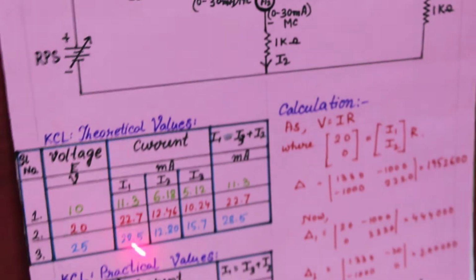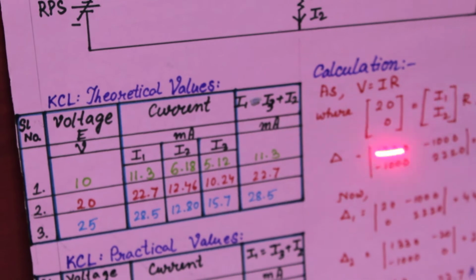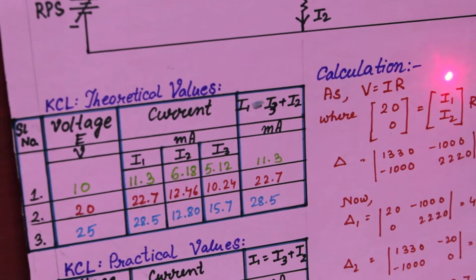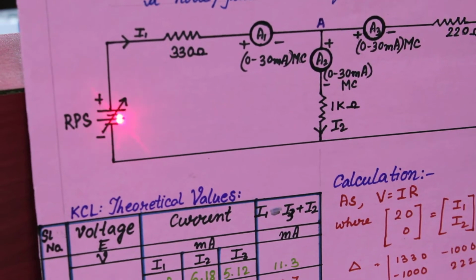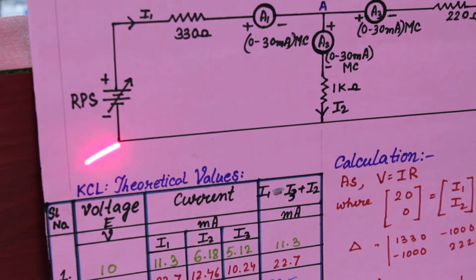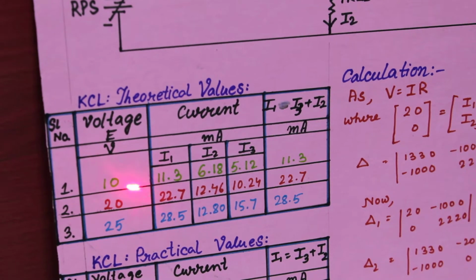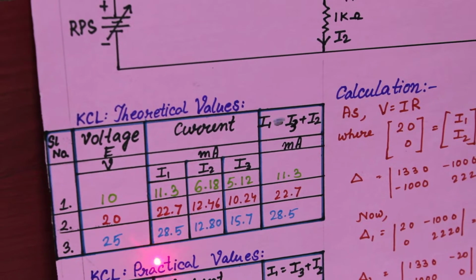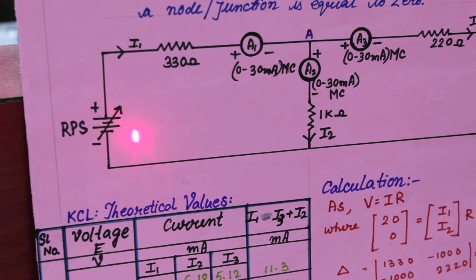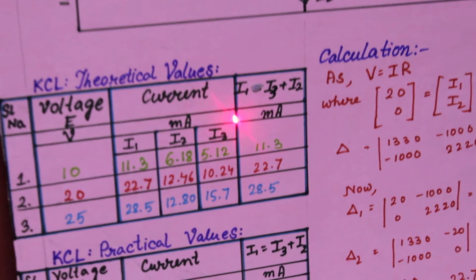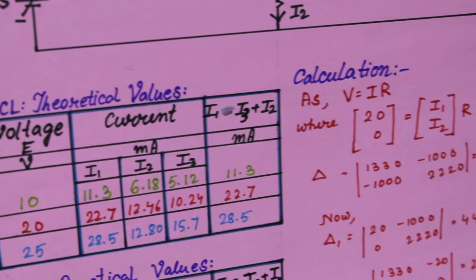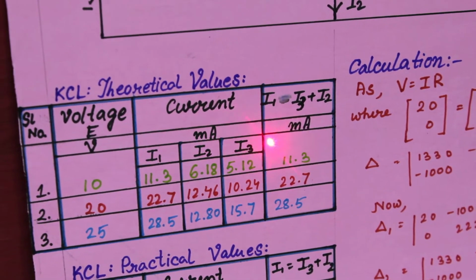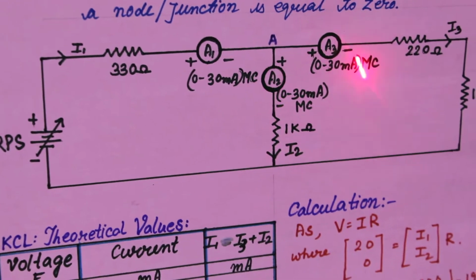Now we will move on to the theoretical calculation, how it has to be carried out. You know the general equation, V is equal to I into R. Here this is your variable power supply, RPS, regulated power supply, where I can vary as per the readings. If I want to take 10 volts, 20 volts and 25 volts, accordingly I will vary my RPS. For current measurement I have 3 ammeters, I1, I2 and I3. I1 should be equal to I2 plus I3 as per the logic in the circuit.